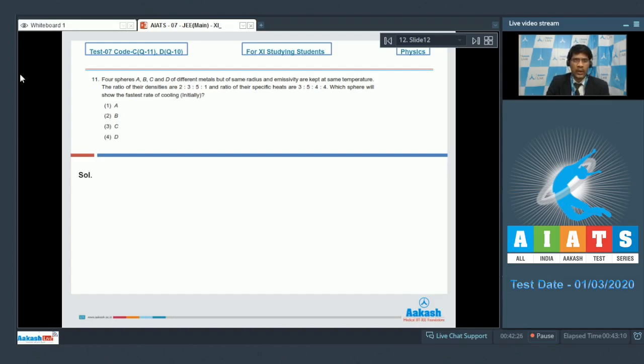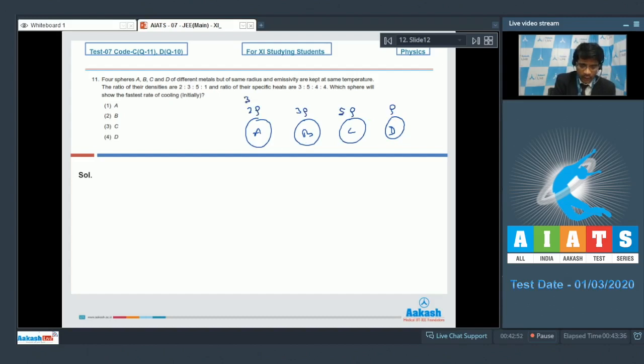The amount of heat that will actually be liberated by the body shall have the effect on decreasing their temperature. So for A, B, C and D, the densities are in ratio of 2 rho, 3 rho, 5 rho and rho, and the specific heat capacities are 3s, 5s, 4s and 4s, let's say, for the time being.